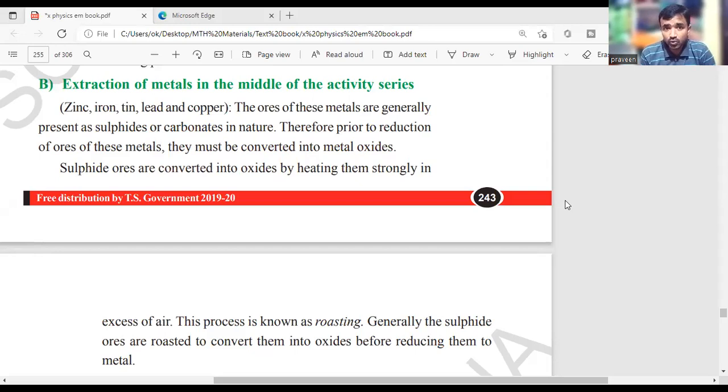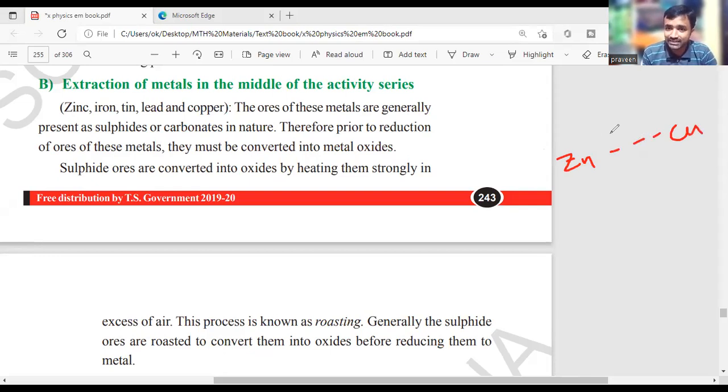Extraction of a crude metal from the ore. Especially our discussion is about the metals which are in the middle of the activity series, the moderately reactive elements, right? Namely, the elements from zinc to copper.